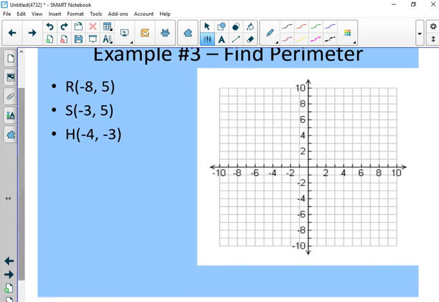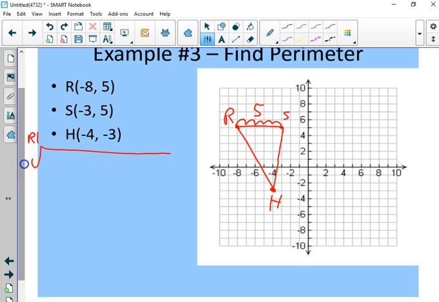Negative 8, 5. Negative 3, 5. And negative 4, negative 3. So we have R, S, H. Now, here, 1, 2, 3, 4, 5. Now, we have to do the distance formula twice, from R to H and S to H.